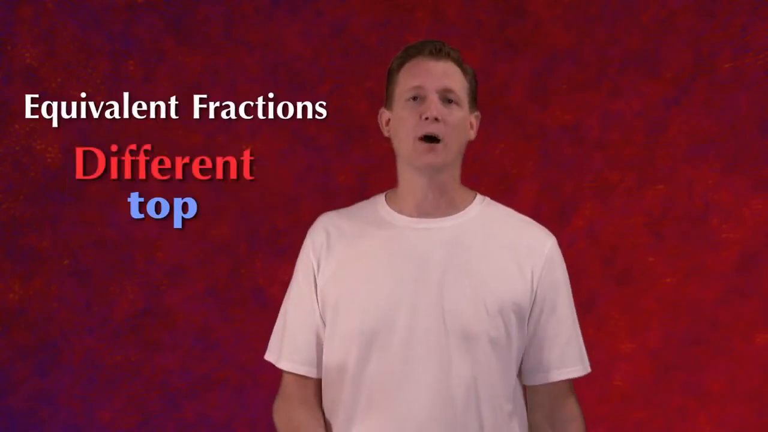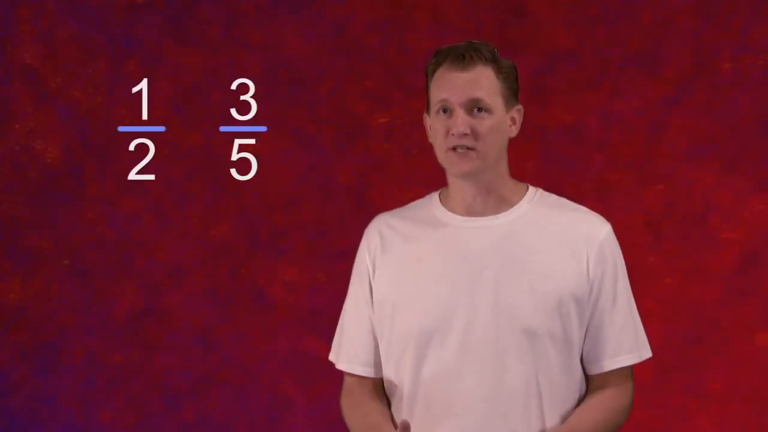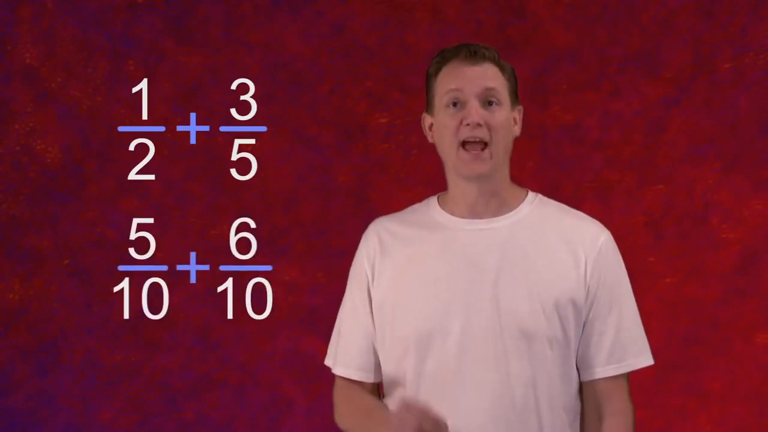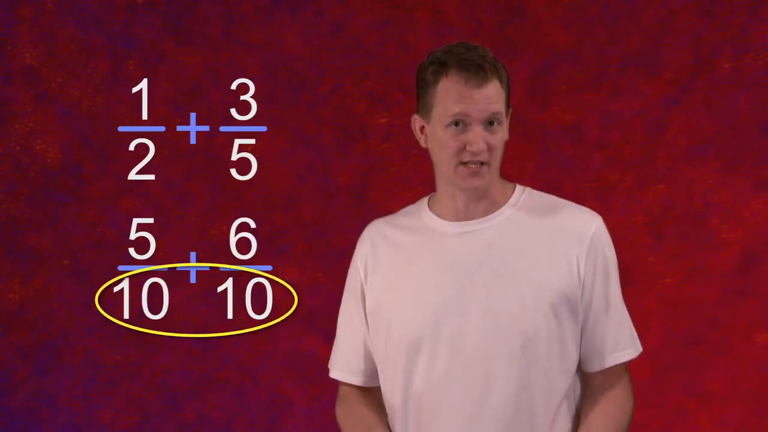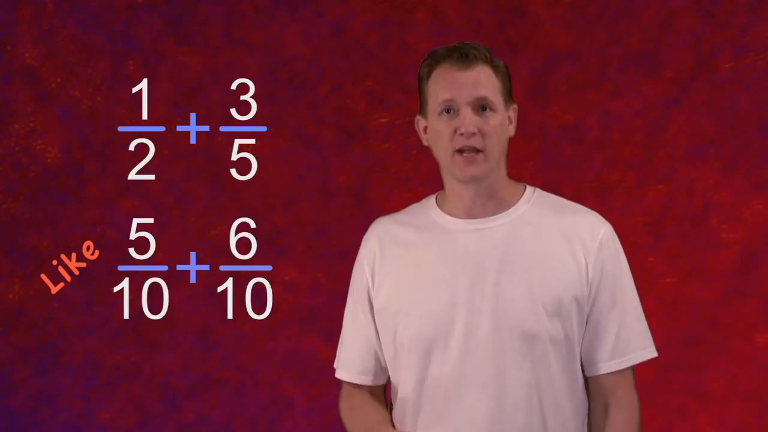You remember what equivalent fractions are, right? They're fractions that have the same value but use different top and bottom numbers, like 1 over 2 and 2 over 4. They both represent 1/2 but with different numbers. Well, whenever we have two unlike fractions that we need to add, if we could find equivalent fractions to use instead, and if those new equivalent fractions had the same bottom numbers as each other, then we'd be all set. We'd have two like fractions and we could add them using our procedure.